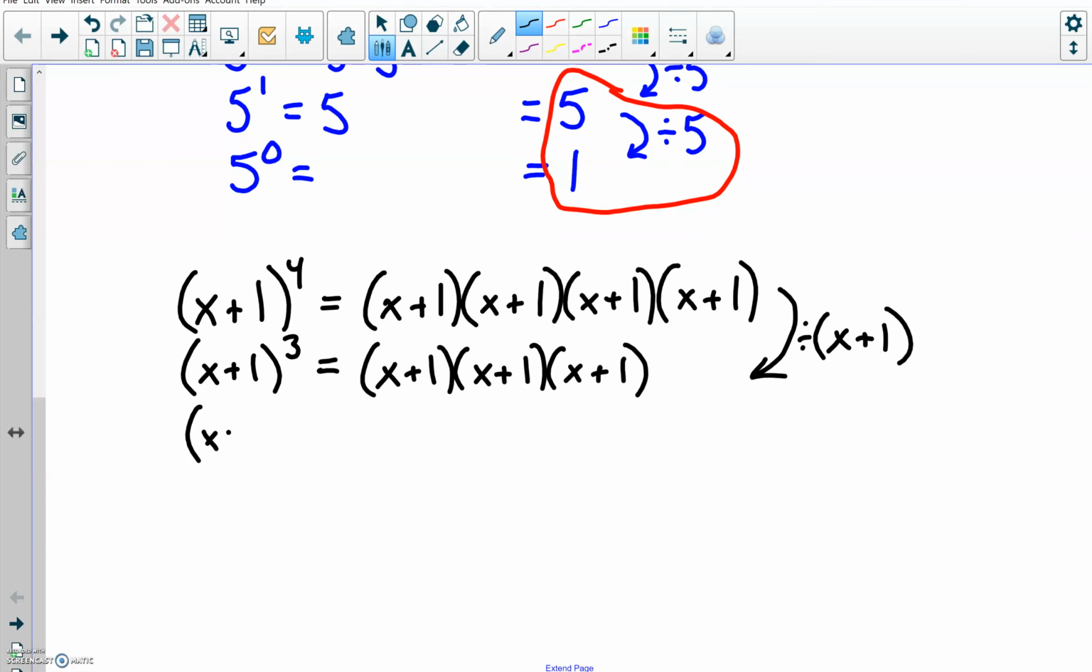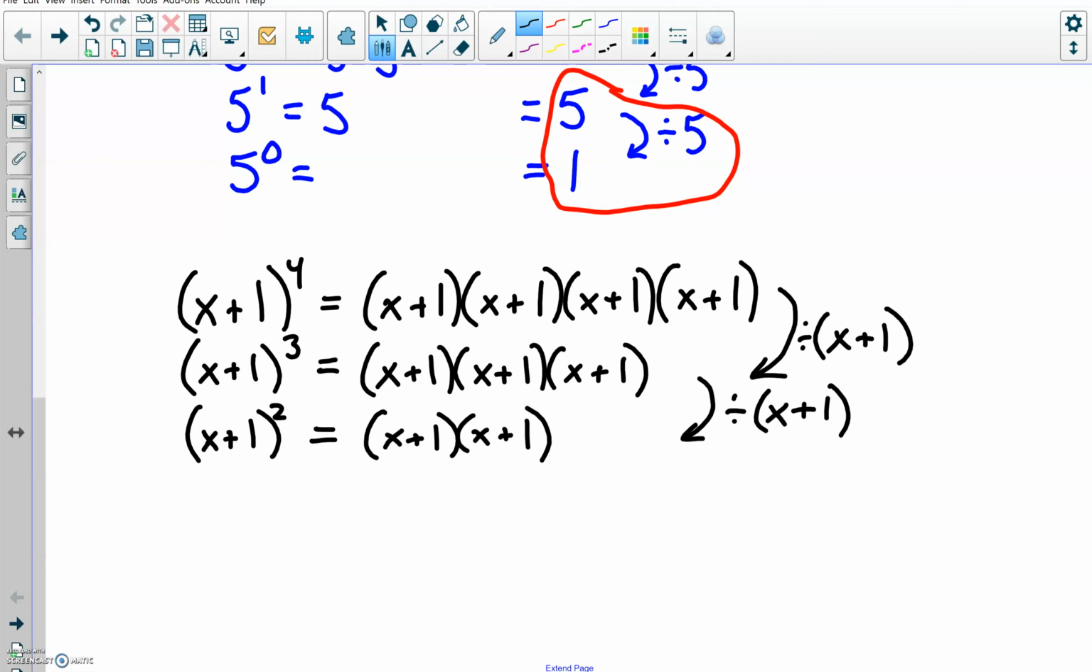And the same pattern then comes down to x plus 1 squared. And we get x plus 1 times x plus 1. And again, we can get from the cube to the square by dividing out one of those common factors of the x plus 1. And then we come down to x plus 1 to the 1st power. And well, that's just itself. But we can again get from the squared to the 1st power result by dividing out an x plus 1.